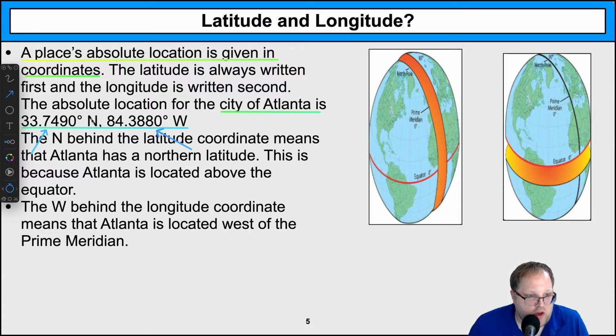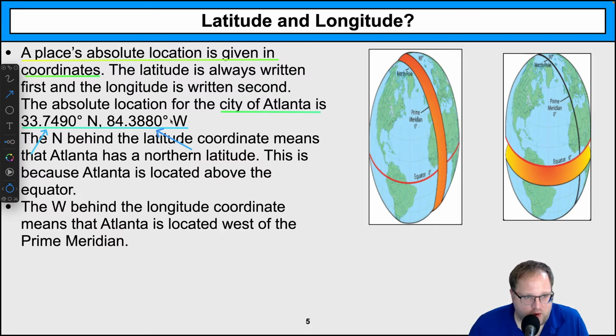This N right here stands for north. And we know that makes sense for the city of Atlanta because that N lets us know that Georgia, or more specifically, the city of Atlanta, is in the northern hemisphere and has a northern latitude, because right here we have the equator. The equator measures how far north or south something is, and Georgia is above the equator, so it's going to have a northern latitude. Same thing over here.